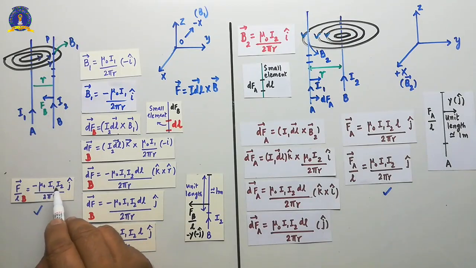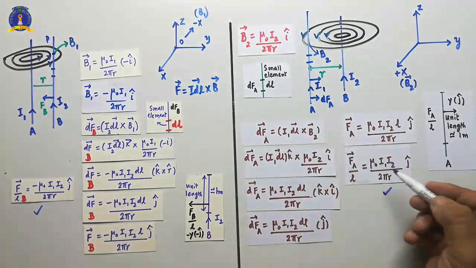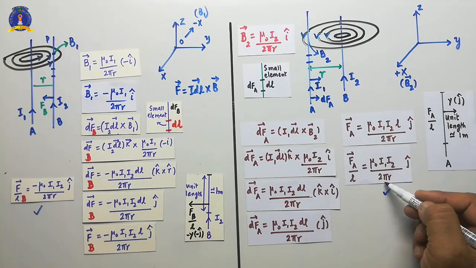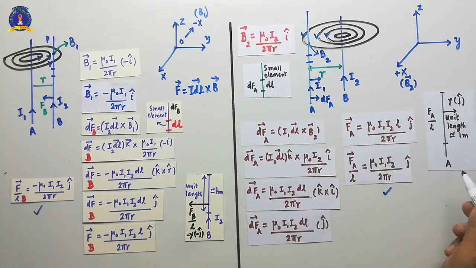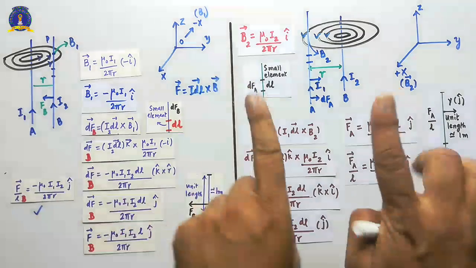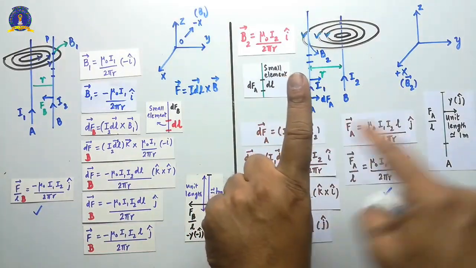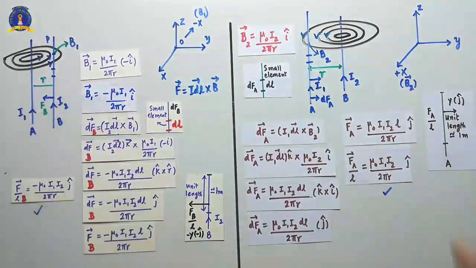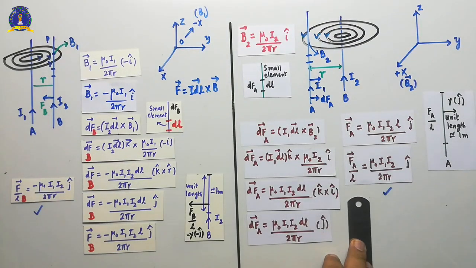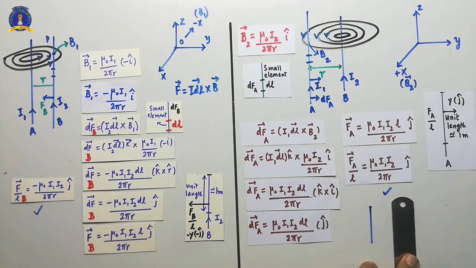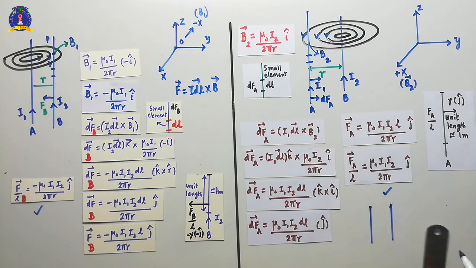Mu naught I1 I2 divided by 2 pi r. Here also mu naught I1 I2 divided by 2 pi r. Everything is similar. Are you clear? So mutually in between the two wires, one force is acting in this direction, another force is acting in the opposite direction. I will draw the force between these two. Are you clear? So look at that. Here the current is traveling in two conductors like this. This is A conductor, this is B conductor.